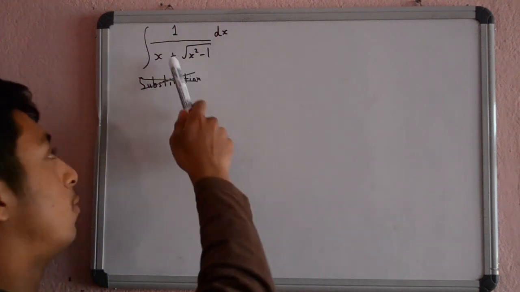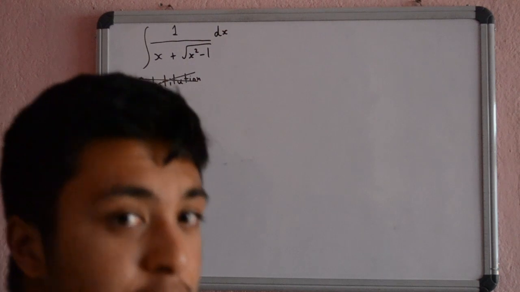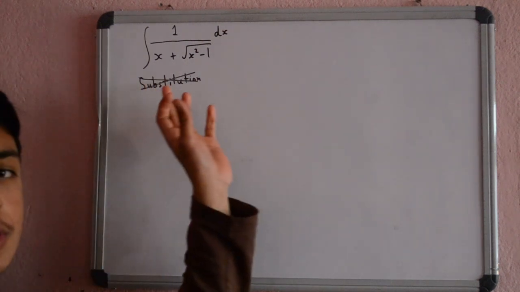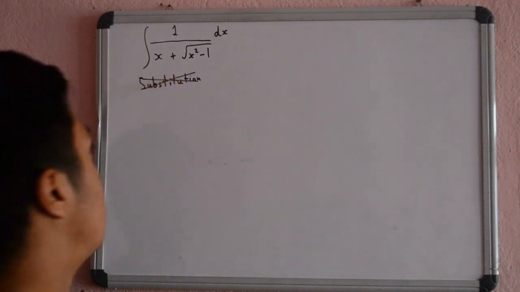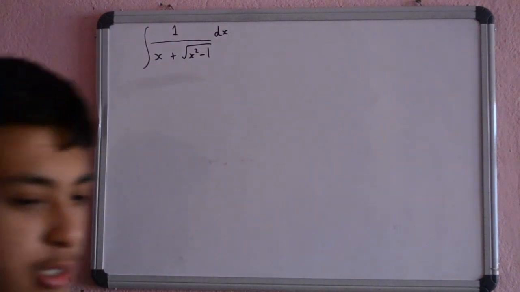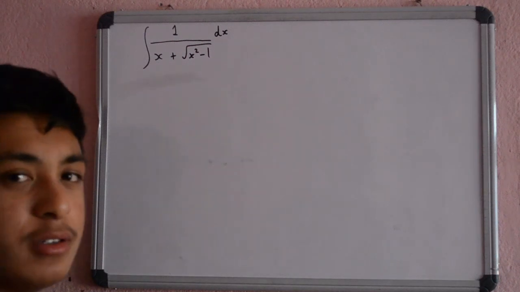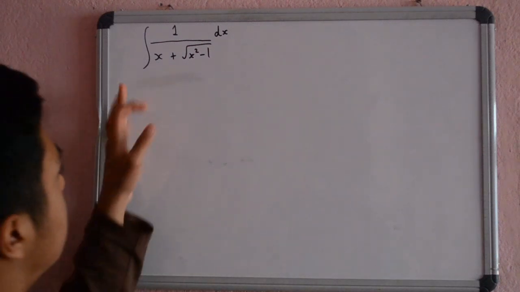Guys, let's solve this kind of tricky integral. Here I've given you the hint that substitution doesn't work here. So what should we do now? Well, is there any way that we can use the DI method, the integration by parts?